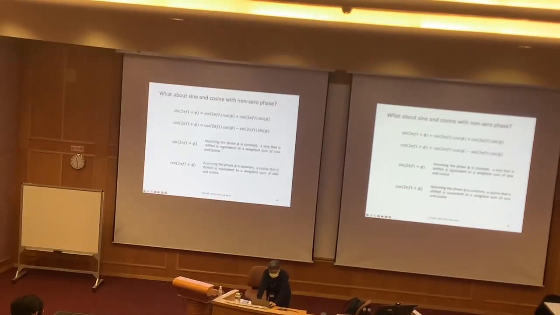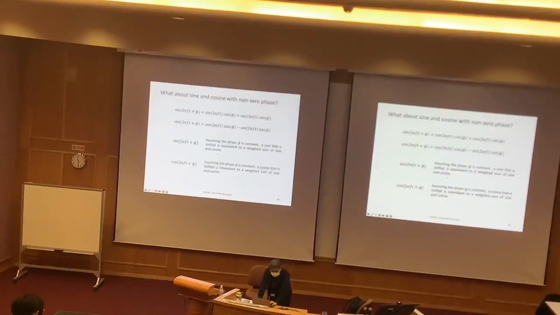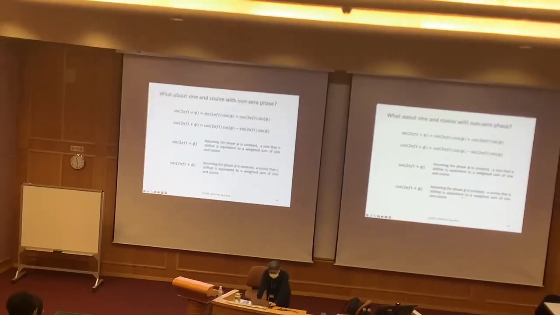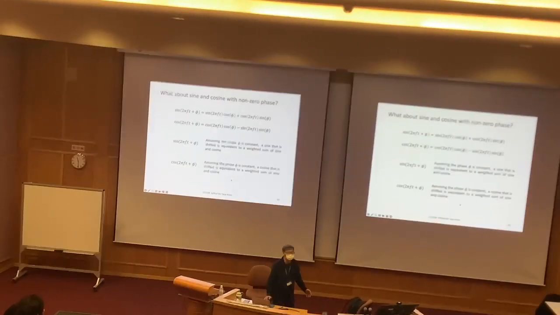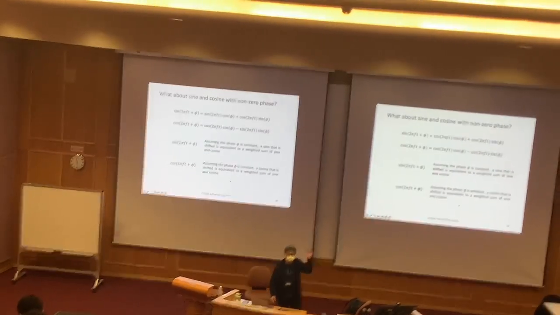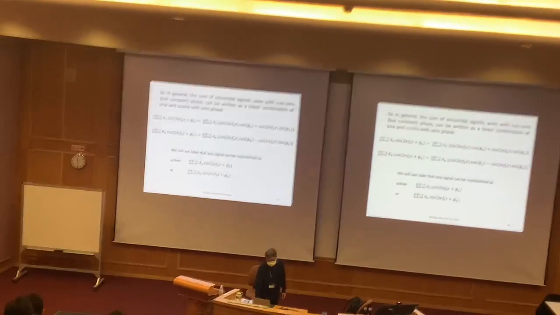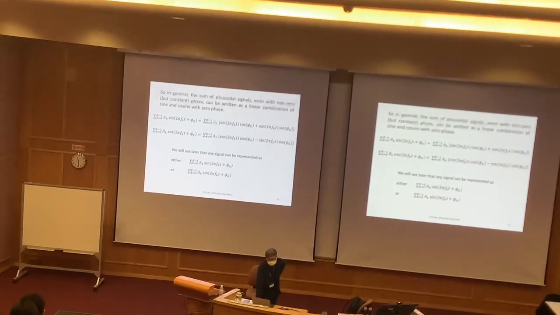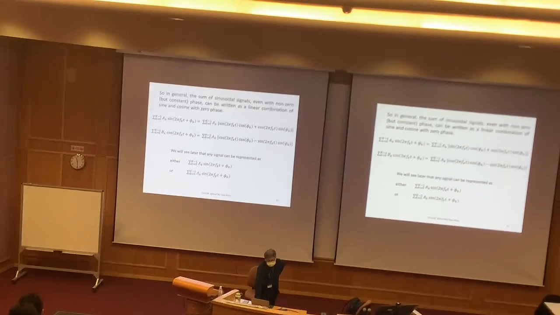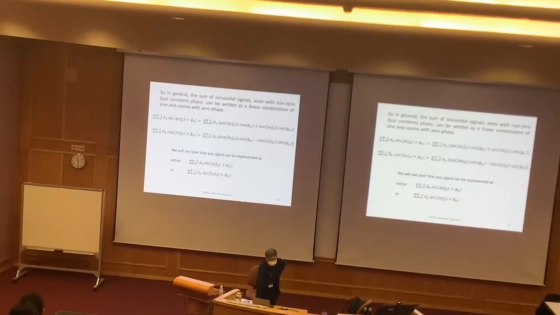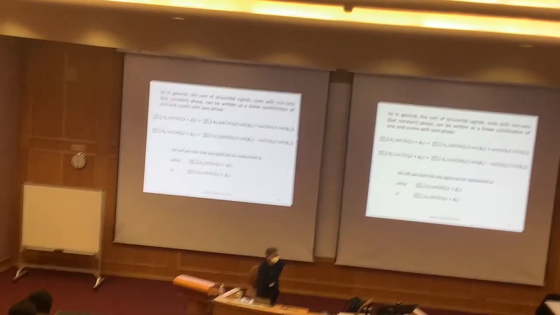So a sine that is shifted is equivalent to a weighted sum of sine and cosine. A cosine that is shifted is also equivalent to a weighted sum of sine and cosine. So let's forget about this form. Let's just use unshifted sine and unshifted cosine, A_k and B_k. So in general, the sum of sinusoidal signals, even with non-zero phase, can be written as a linear combination of sine and cosine with 0 phase, meaning unshifted.